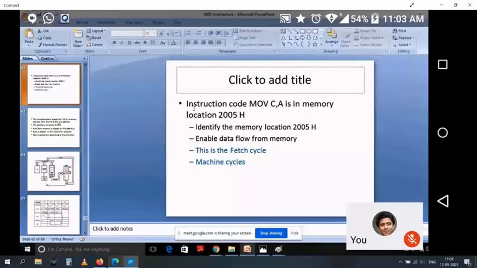The instruction code is move CA. Now that instruction is stored in your memory location 2005. That is your memory location where this instruction is stored. Either you will write it through the keyboard, or it will be stored in a memory. Those are the only two ways you can give it an instruction.